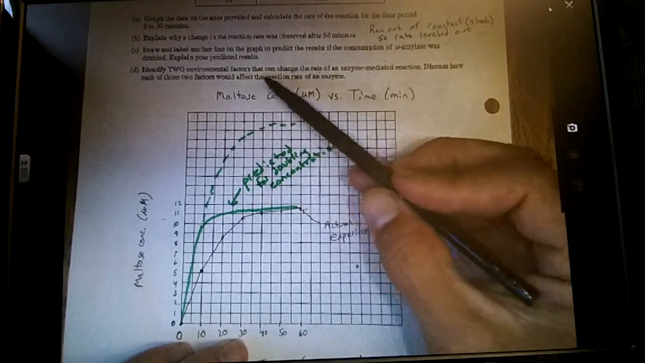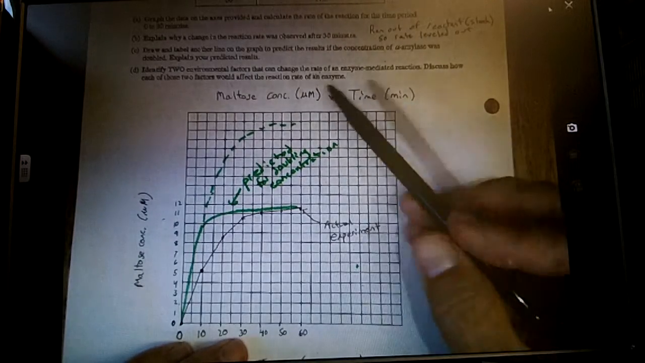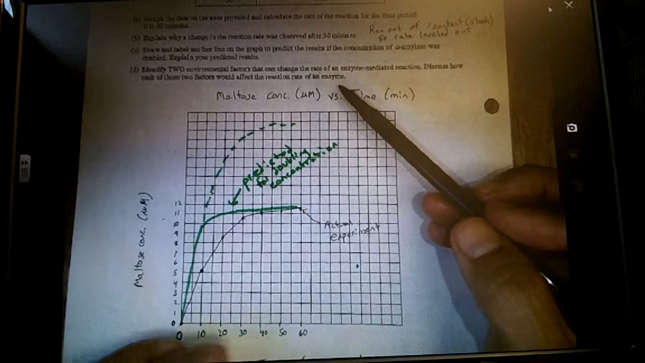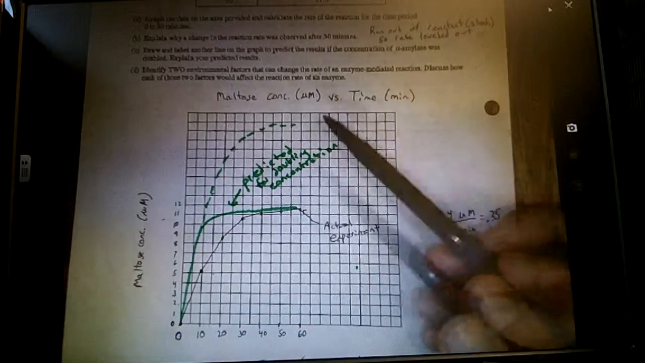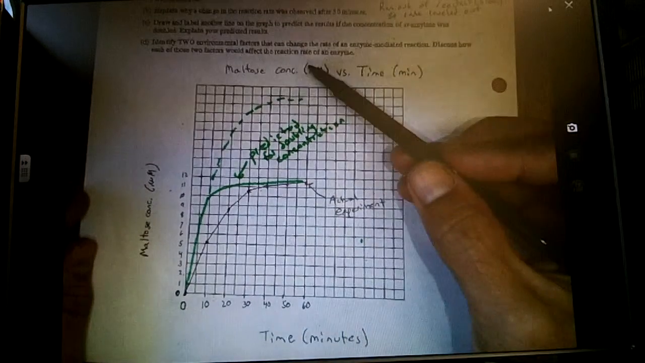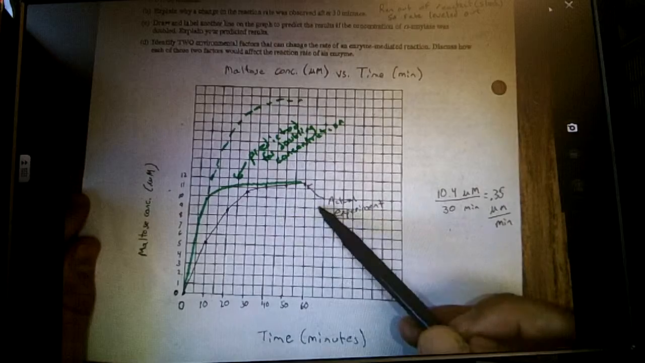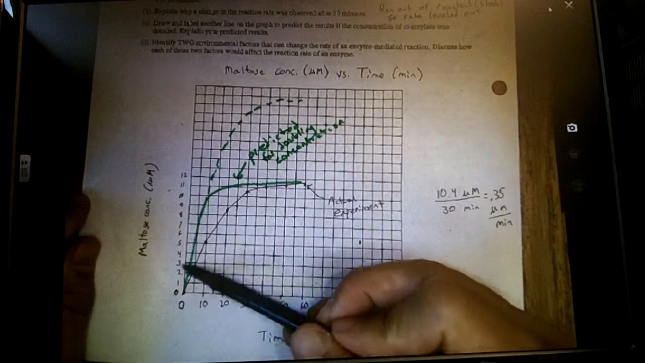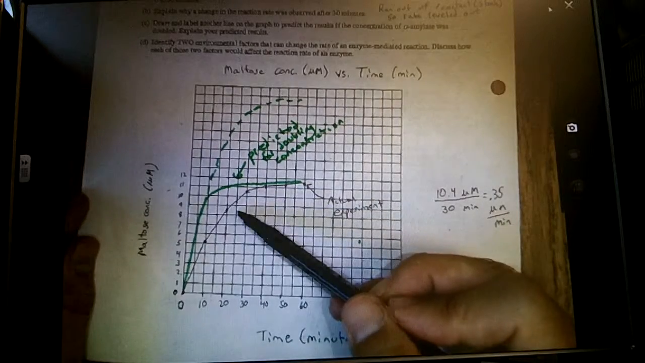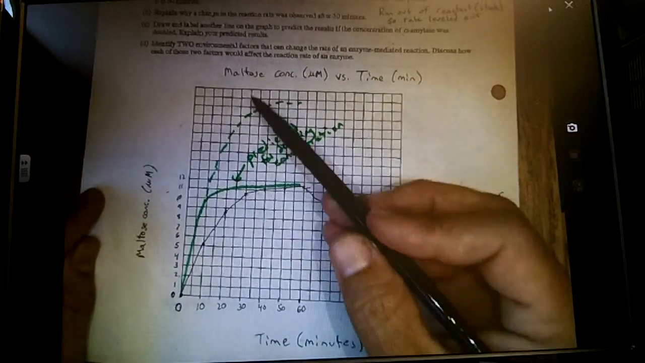Identify 2 environmental factors that can change the rate of enzyme-mediated reaction. Discuss how each of those 2 factors would affect the reaction rate of an enzyme. Well, temperature could affect the rate. If you lower the temperature, the rate's going to be a lot lower. If you raise the temperature, the rate will be a lot faster, because molecules move faster at higher temperatures. So that's an environmental factor.